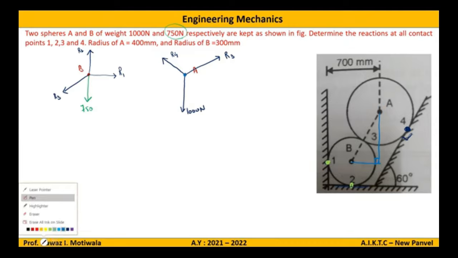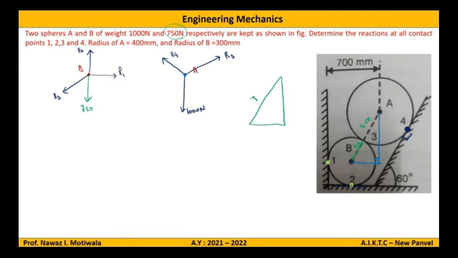उसके बाद क्या करेंगे? ये 60 डिग्री है तो ये छोटे वाले का रेडियस कितना है? 150? 1 2 3, ये छोटे वाले का रेडियस कितना है? 300. क्वेश्चन में दिया है, radius of B is 300, तो this is 300. और बाजू वाला 400. तो this total distance, अगर मैं ये ट्रायंगल बाहर बना दूं, so this is total 700. किसी को डाउट?